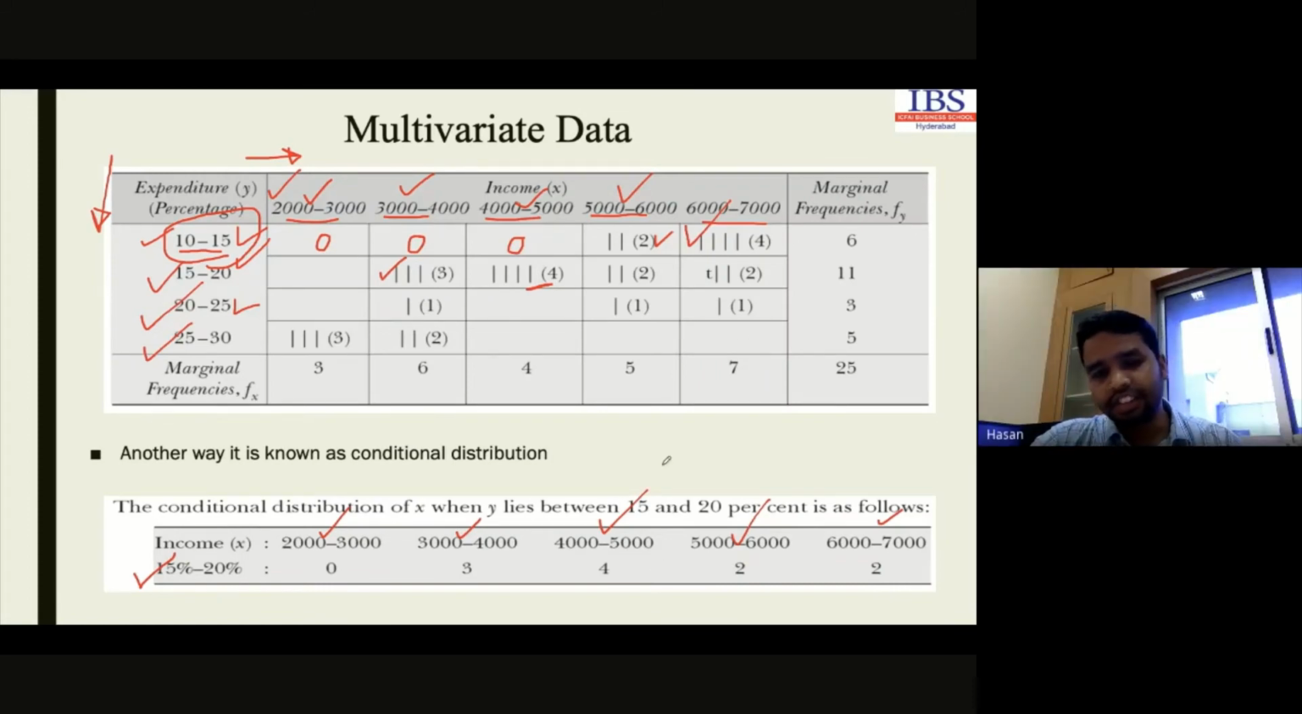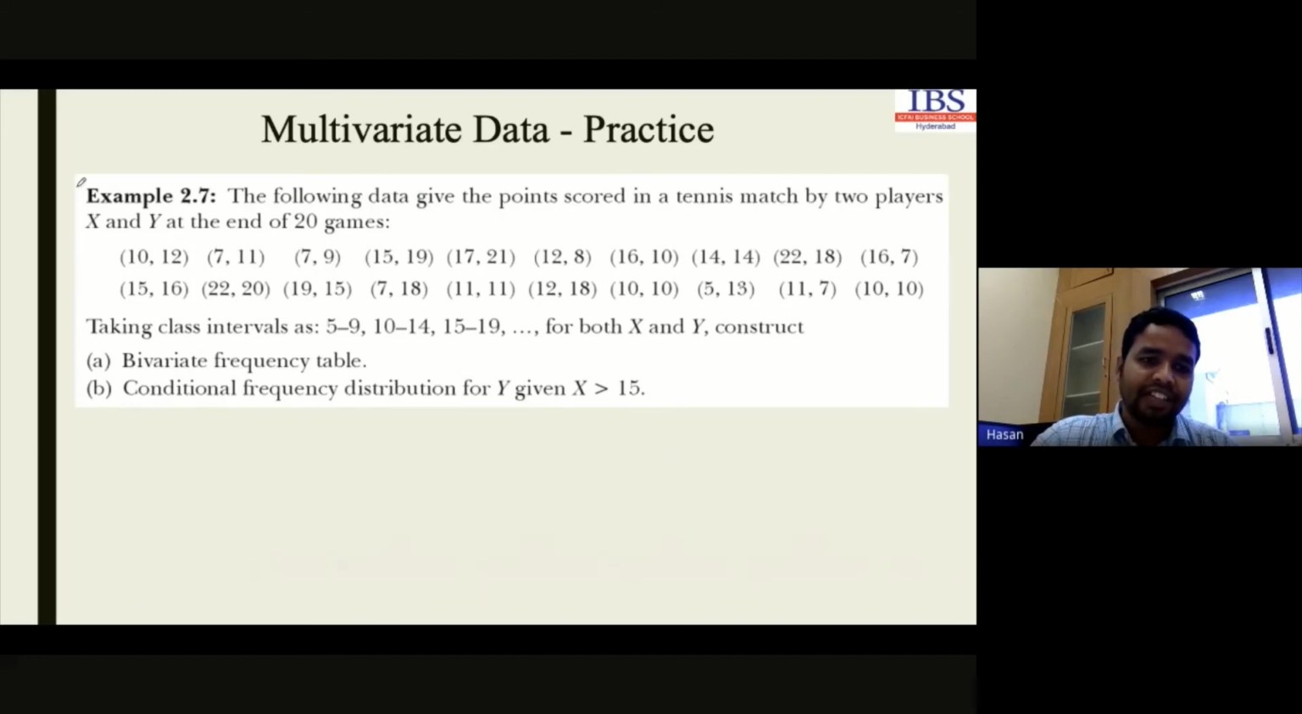Okay, very good. So here is an example. I will share the PPT with you at the end of the day today. You will have to solve this one. You have to create the bivariate frequency table first, then the conditional distribution. Will it be possible? If there is any query, please let me know.